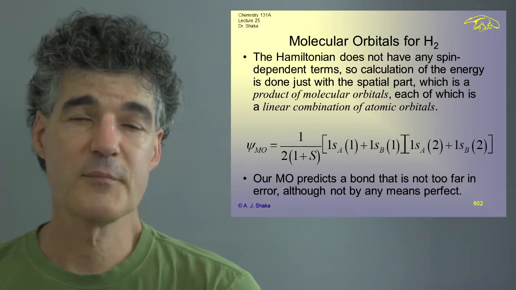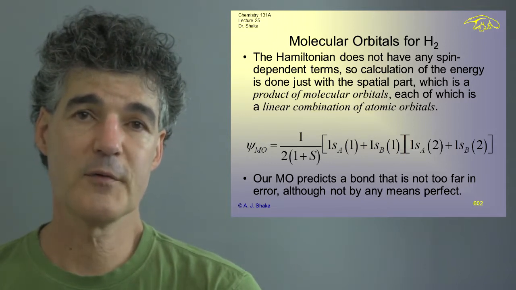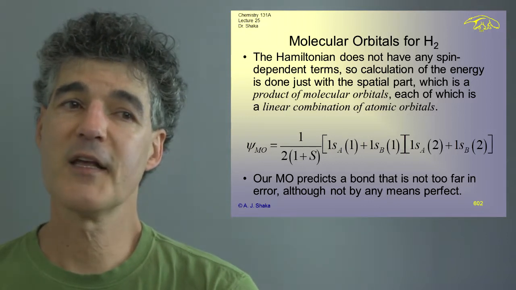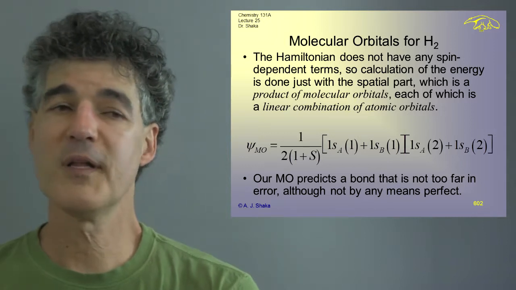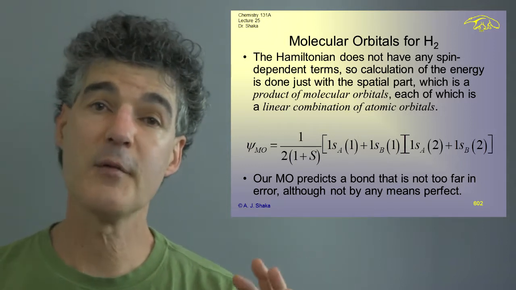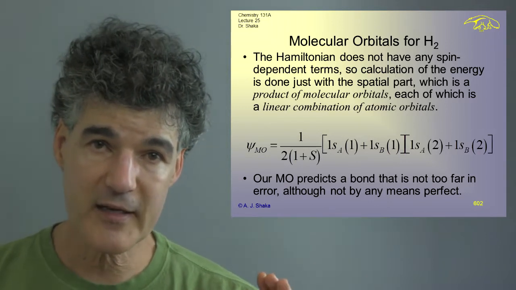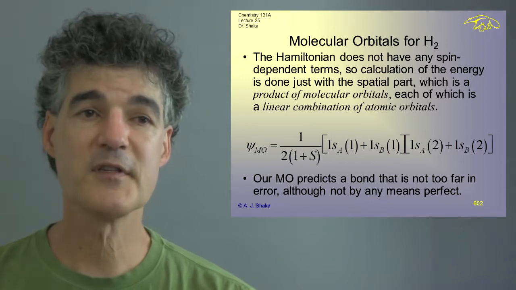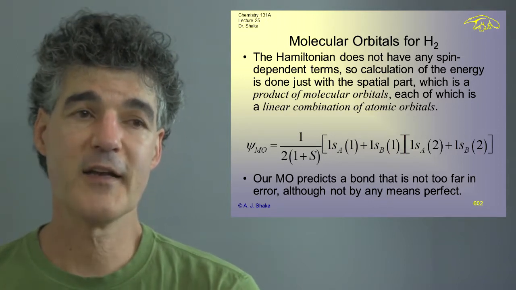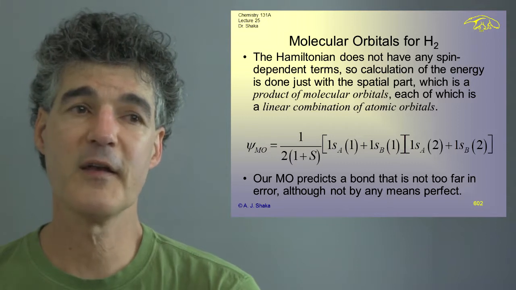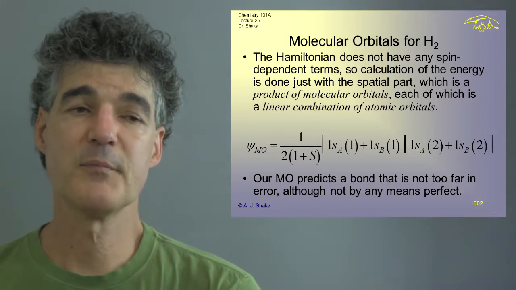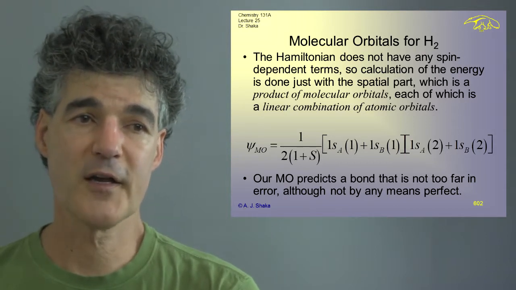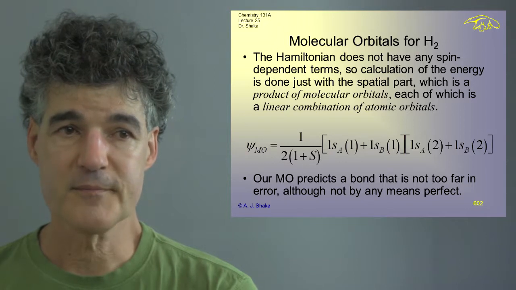And so the spatial part of the Hamiltonian, which is what we're going to focus on mostly, is just a product of the molecular orbitals 1sa1 plus 1sb1, or we could make it more elaborate. We can always expand each starting molecular orbital that we start out with times the same thing for the second electron. And I've called this whole thing then psi-MO, which will be the spatial part, 1 over 2 times 1 plus s, and then this product of these orbitals.